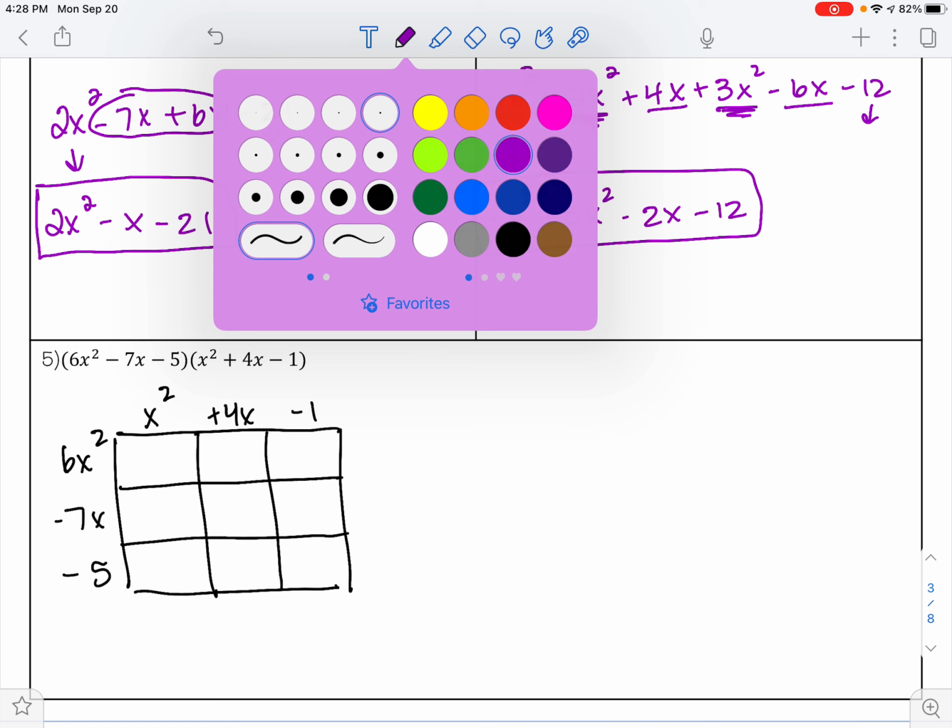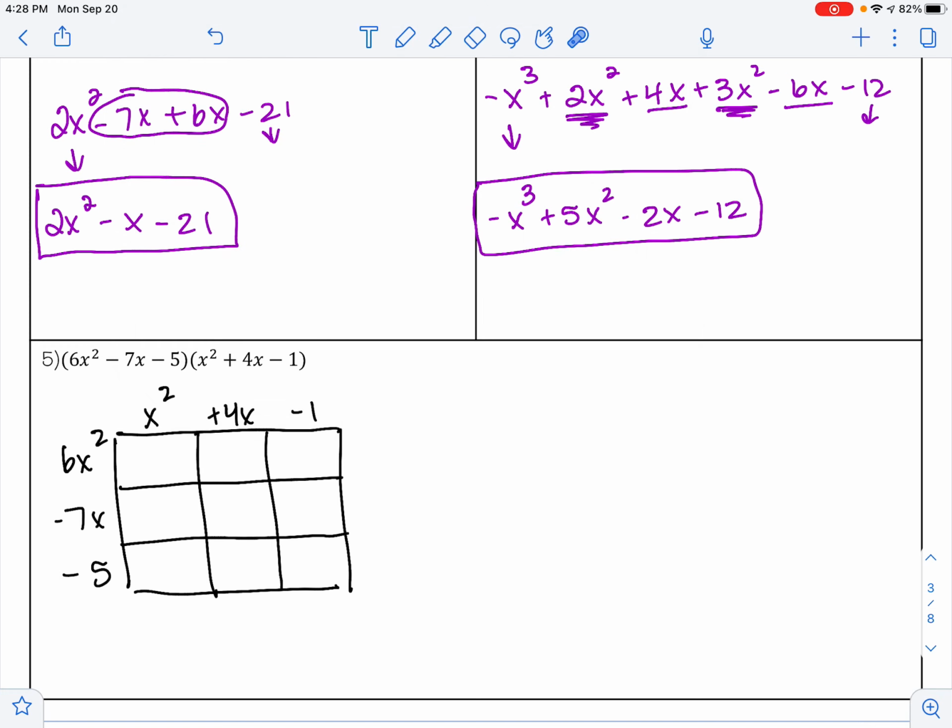Now I am ready for multiplying. 6x squared times x squared is 6x to the 4th. 6x squared times 4x is 24x cubed. 6x squared times negative 1 is negative 6x squared. Negative 7x times x squared is negative 7x cubed.